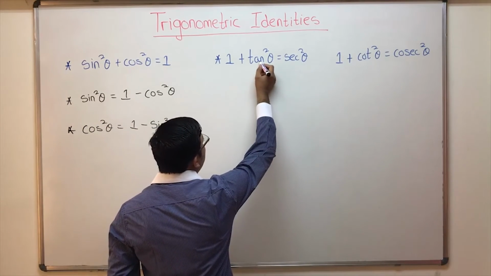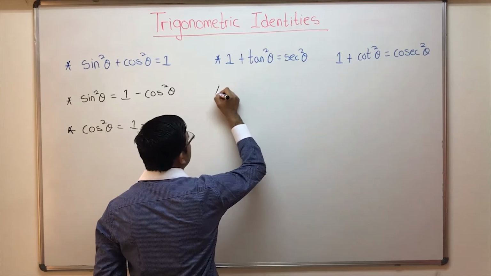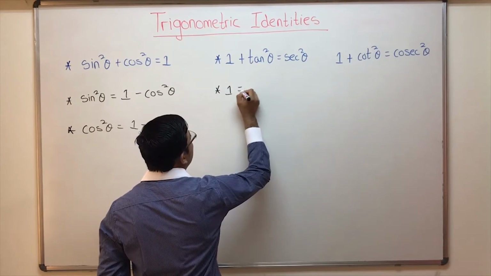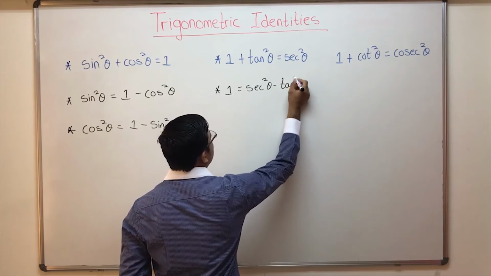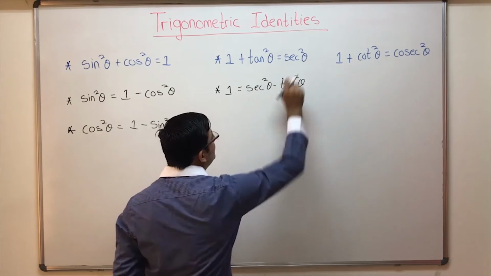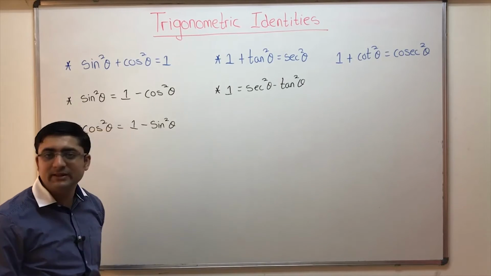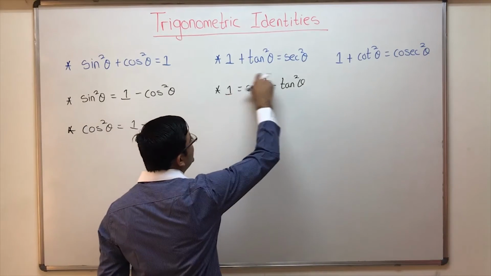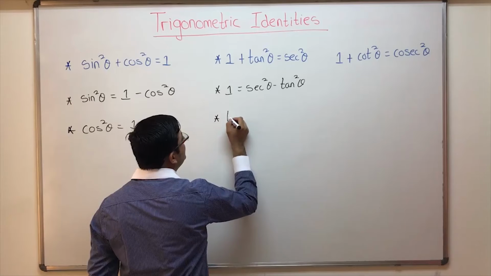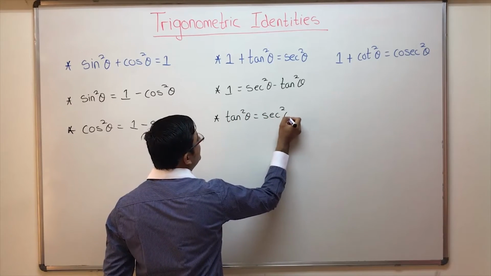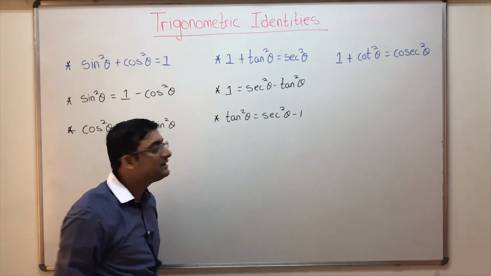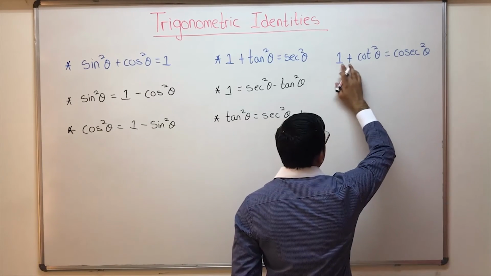So what I can do is I can take tan square theta over there. So we get 1 is equal to sec square theta minus tan square theta. I repeat, take tan square theta over there. So we get 1 is equal to sec square theta minus tan square theta, or take 1 over there. So we get tan square theta is equal to sec square theta minus 1. Is this clear?